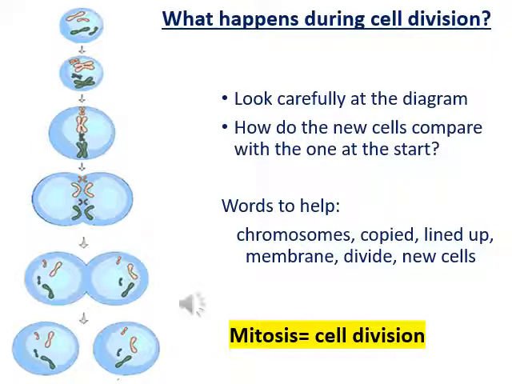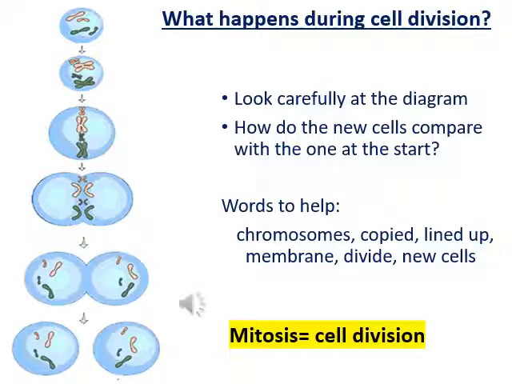So I want you to look at the diagram. Don't write anything down yet, just look at the diagram and think of a sentence to describe what is happening at each stage starting at the top. So we can see several different stages there as we go down. I have some words to help you: chromosomes, copied, lined up, membrane, divide and new cells. I want you to think about how many chromosomes we have in each cell, which will help you to see whether we have doubled or halved the chromosomes. How do the new cells compare with the one at the start?